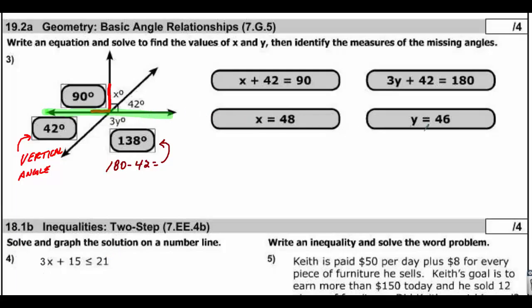To get to y then, y over here was the 138 divided by 3. That's the 46. That's the value of y. And finally, the x. To get the value of x, we have the 90 take away the 42. That gives us x, which is 48.